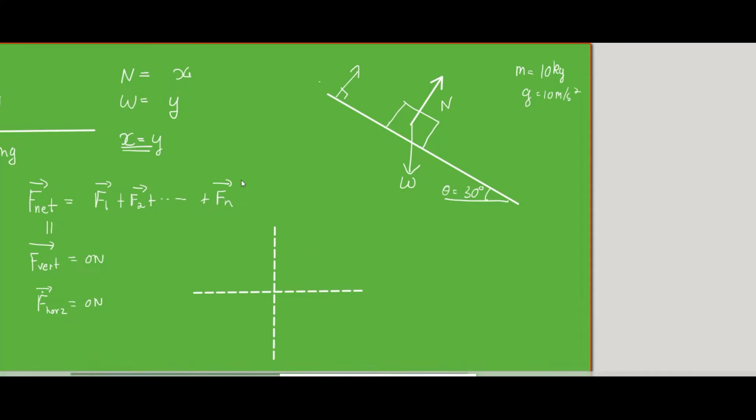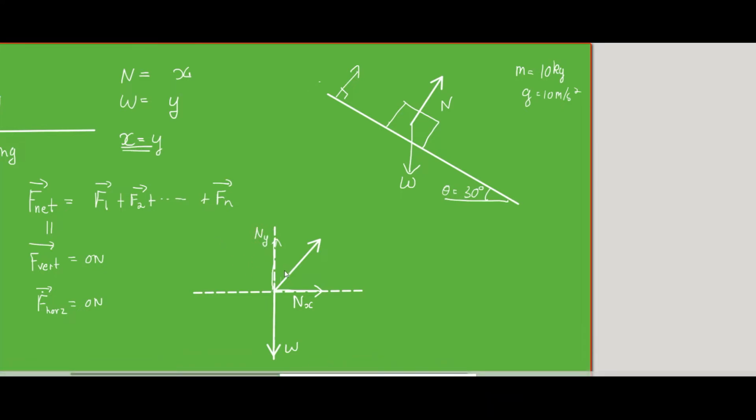So one way of resolving your forces to solve this problem is to use the vertical and the horizontal axis. Your normal reaction is in this direction. Your weight is in the downward direction. Correct? Your weight you don't have to resolve, because it is aligned properly with the y-axis. But your normal reaction can be resolved into normal along the x-axis and normal along the y-axis.